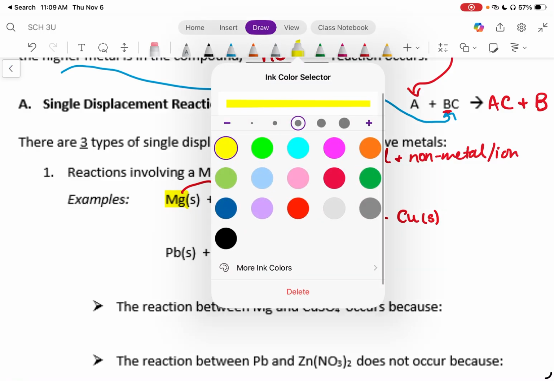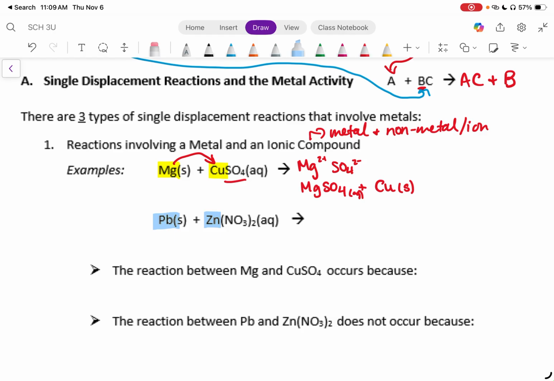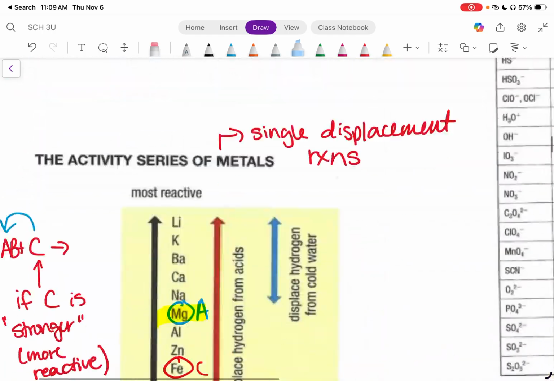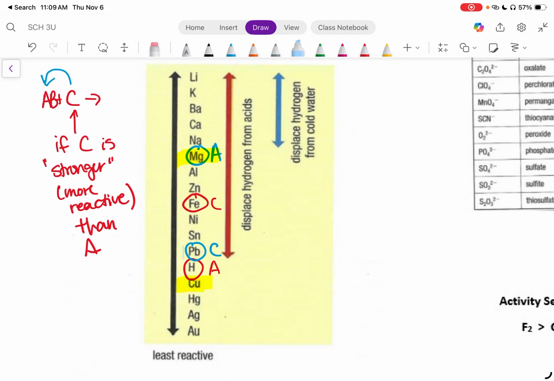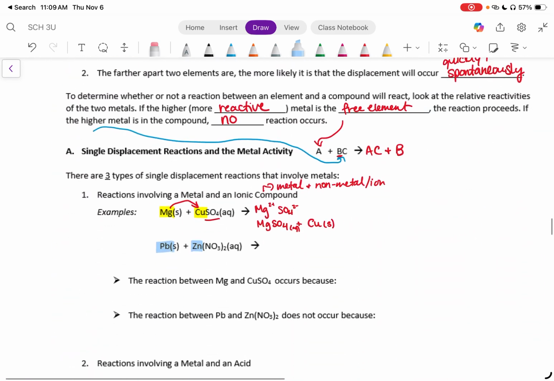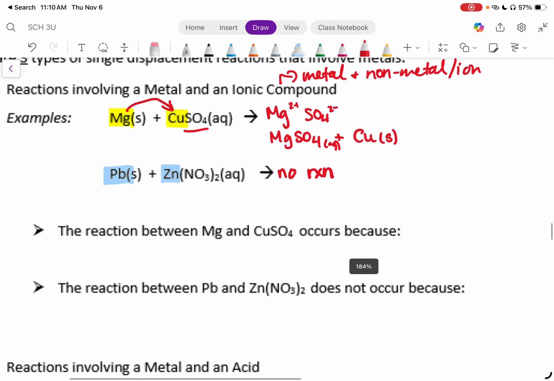Now if I take a look at the next example here, we're going to compare lead and zinc. So the reaction is only going to occur if our lead is stronger than zinc. So if I look at the reactivity series, and I go and find lead, and I go and find zinc, my lead is not stronger than my zinc. My lead is not more reactive than zinc. So what ends up happening here is this reaction will actually not happen. So you're going to write no RXN. RXN is the short form for reaction.